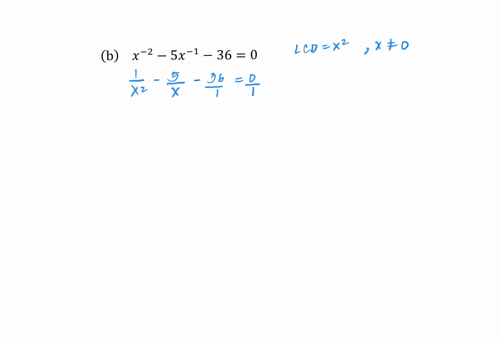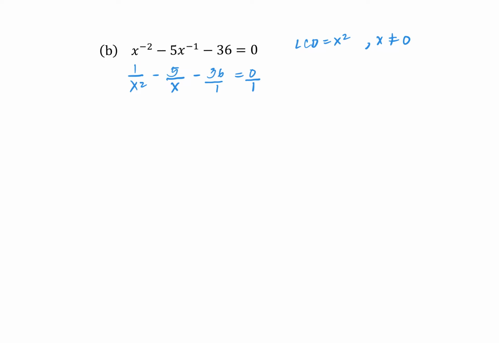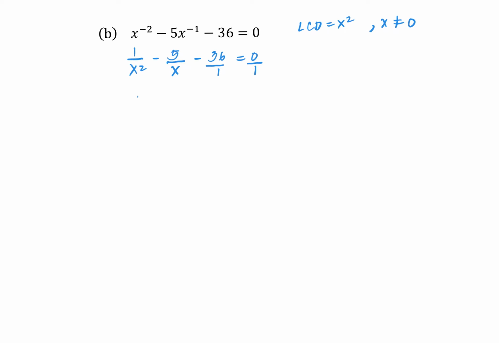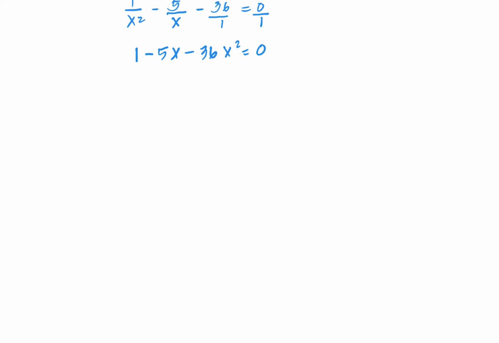So if I'm using the method of clearing fractions, I would look at the 1 over x squared and look at the numerator 1. What is missing from the denominator? Nothing, so it stays, minus 5. What is missing from the denominator is an x, minus 36. What's missing from the denominator is the x squared, equal to 0. What's missing in the denominator is x squared, but 0 times x squared is still 0. And now I have a quadratic equation.